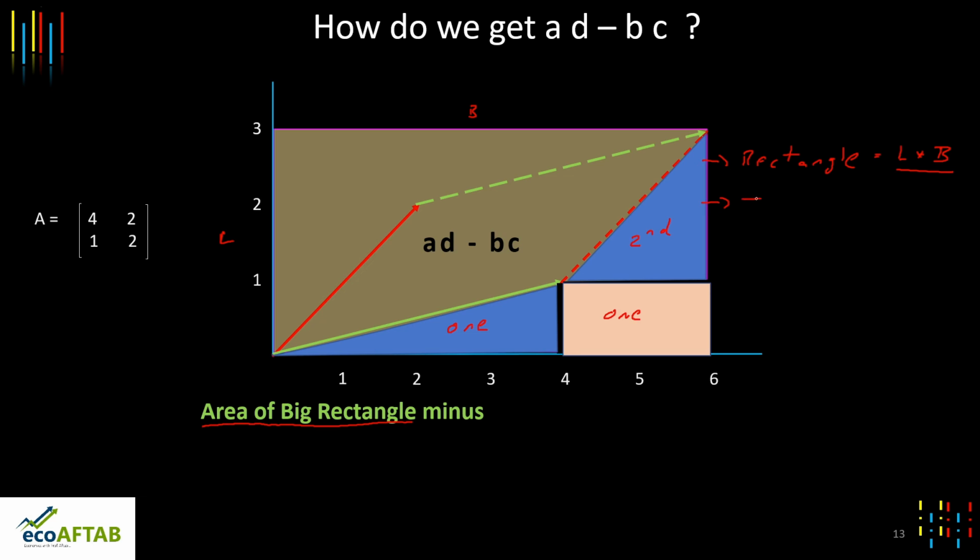So I need to find out the area of the triangle. The area of a triangle is half into length into breadth. Then I need to find out the area of the square. What is the formula to find the area of the square? It is simply side multiplied by side. So this side multiplied by this side. So friends, here in the bottom part we got two triangles and one square.